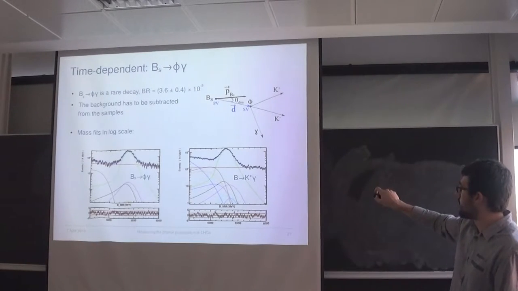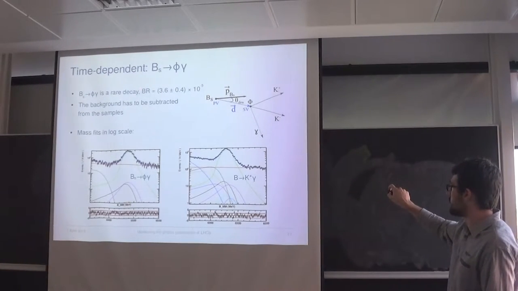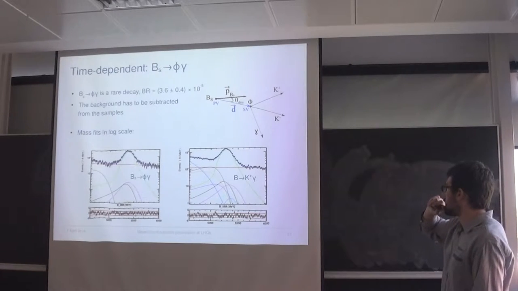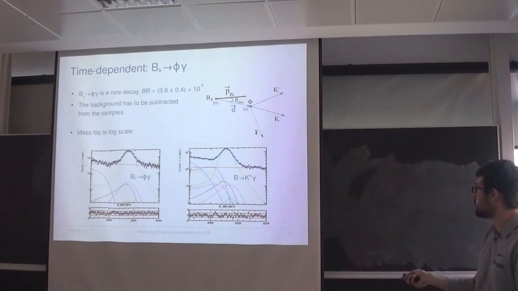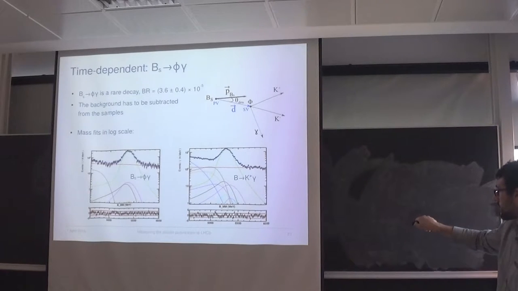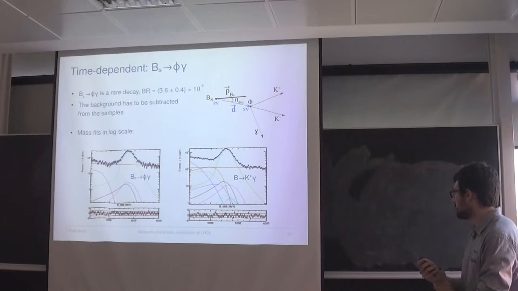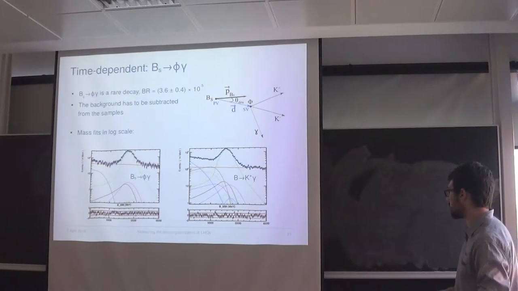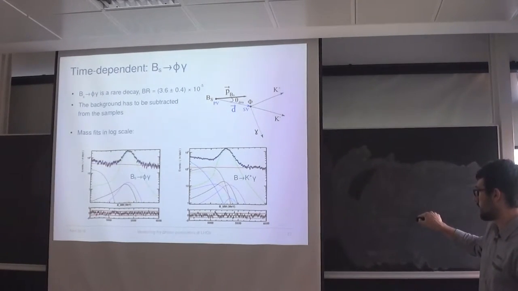Okay, so in this process you have a Bs to phi gamma, which is a rare decay with a branching ratio of the order of 10 to the minus 5, and this is an example of how to subtract the background from the data samples, in logarithm scale, for the B to phi gamma and for the B to K* gamma that I will mention, that will be used as a control channel to control the lifetime because it's a very similar decay. You have very small physical contributions here. This is the usual combinatorial background.